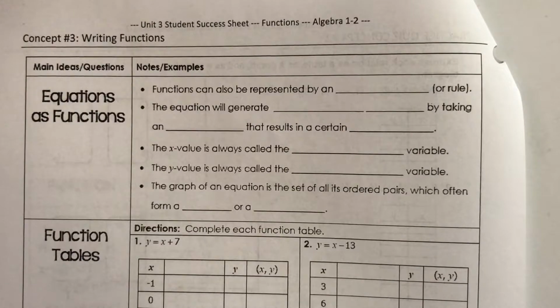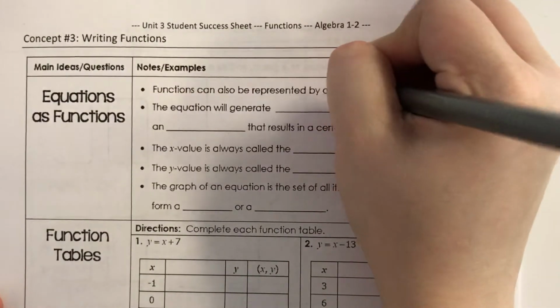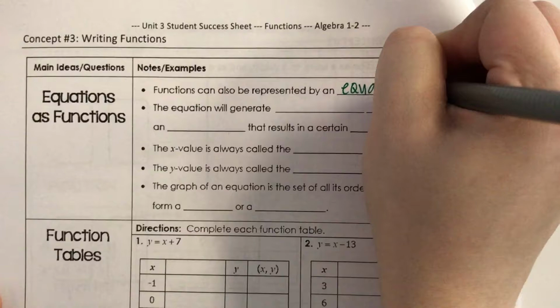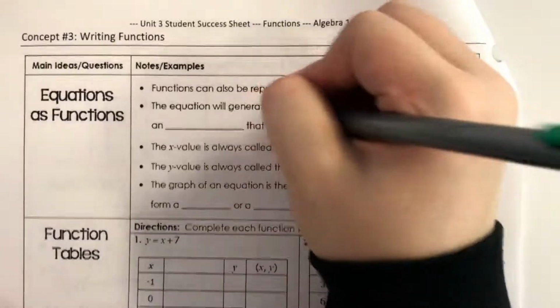Concept 3, writing functions. So we are going to figure out how to write functions. And most of the time, functions are written as an equation. Okay? So functions can also be represented by an equation or rule. Sometimes you'll hear the words function rule, but usually it's going to be an equation. Okay? This equation will generate ordered pairs.